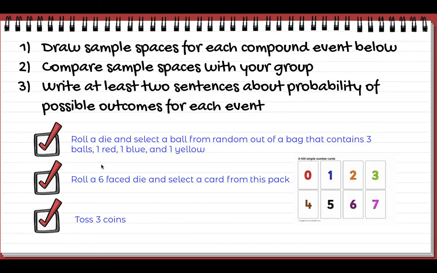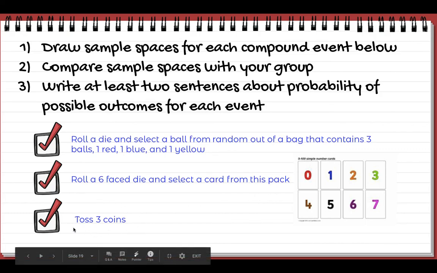So the first event you're going to focus on is when you roll a die and select a ball at random out of a bag that contains 3 balls, 1 of them red, 1 of them blue, and 1 yellow. So read carefully. There's often a lot of information to take in when looking at probability problems. The second event is when you roll a 6-faced die and select a card from this pack. So a regular 6-faced die, 1 to 6, and a card from this pack. So you have 8 cards here. Be careful when you're writing down their numbers.